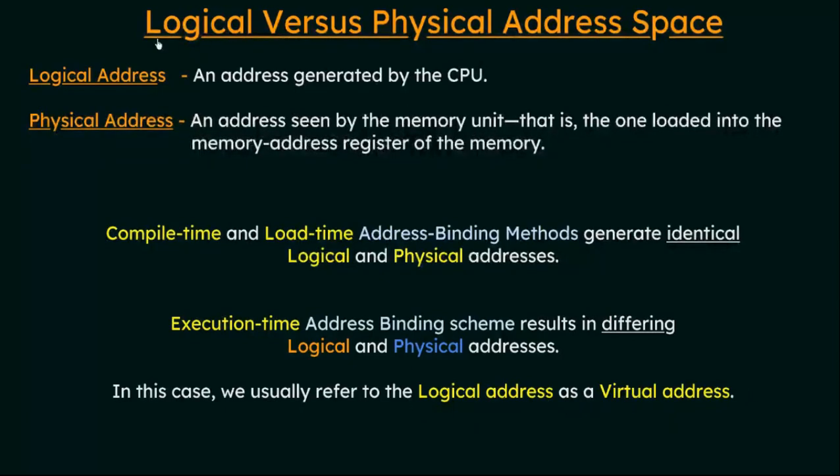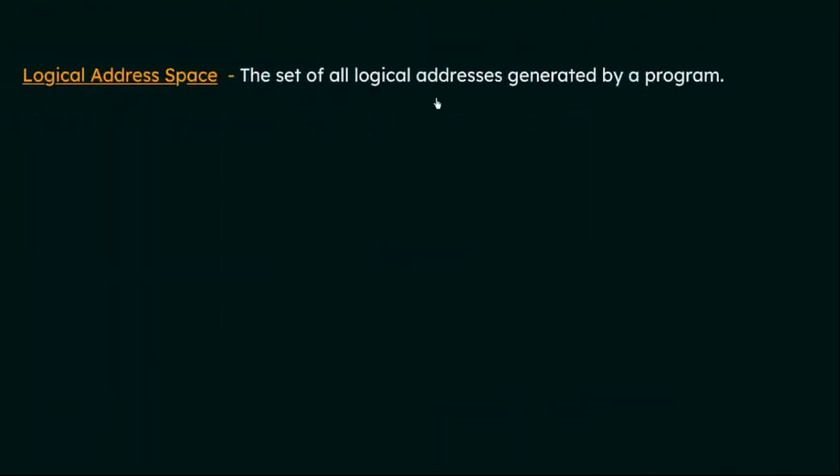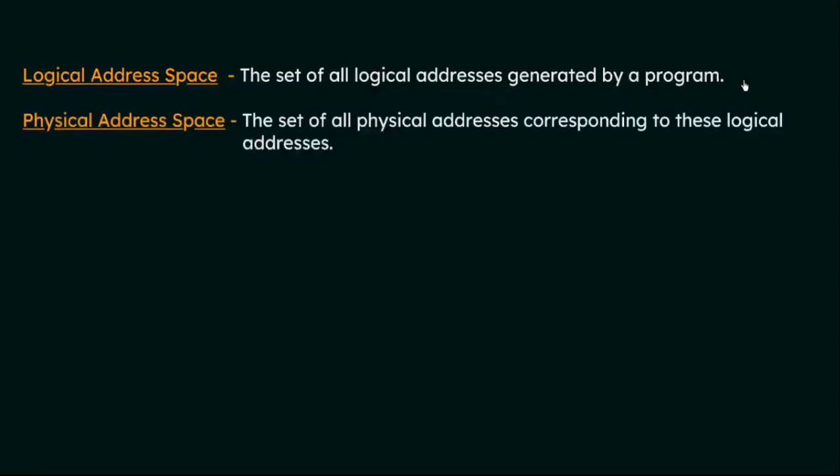So now we understand the meaning of logical address, the meaning of physical address, and how logical and physical addresses vary in different address binding methods. All right, now let us see what a logical address space and a physical address space are. The logical address space is the set of all logical addresses generated by a program. Since we already understand logical addresses, this is easy. For a particular program, the range from the starting logical address to the ending logical address is the logical address space for that program. Similarly, the physical address space is the set of all physical addresses corresponding to these logical addresses.